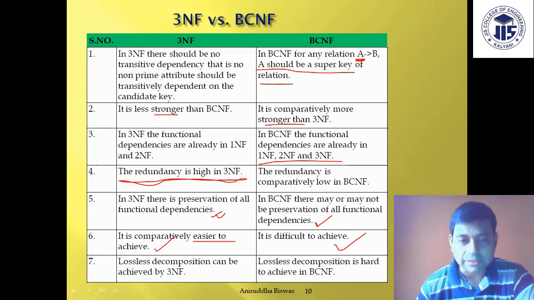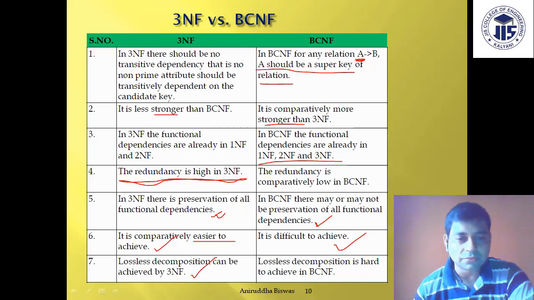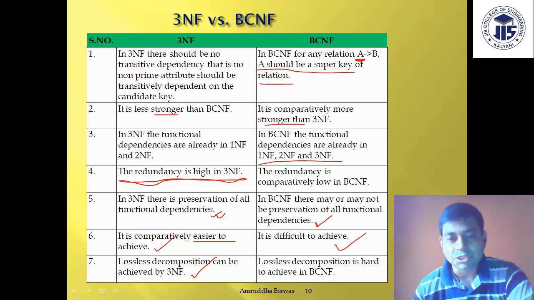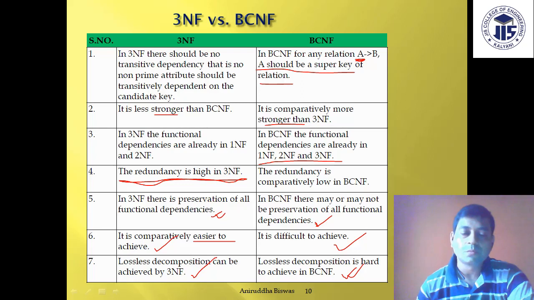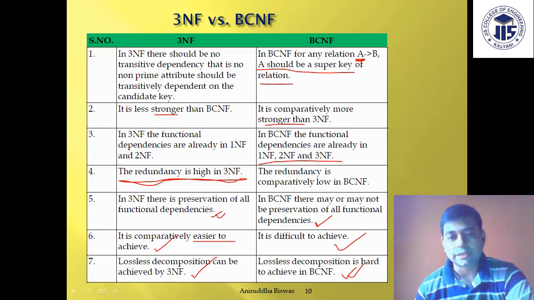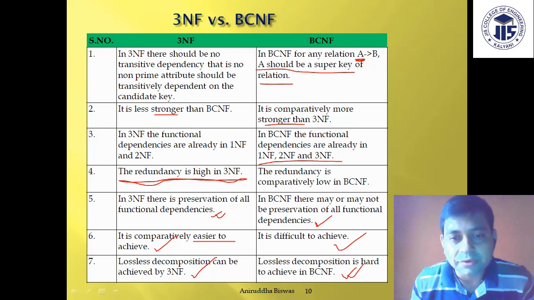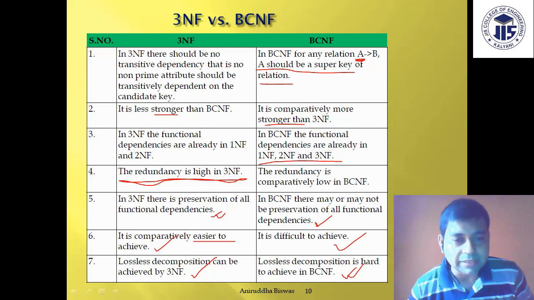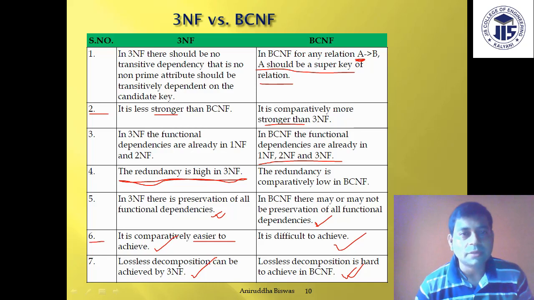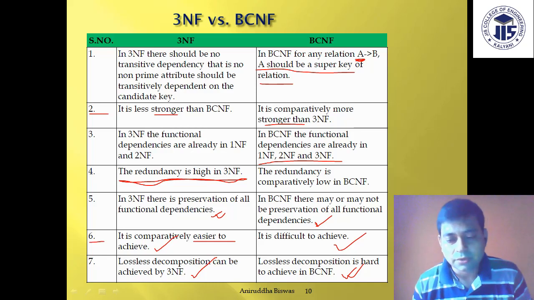The last point is that lossless decomposition can be achieved by 3NF, and lossless decomposition is hard to achieve in BCNF because we have to divide the tables to make it BCNF compatible, and sometimes it is not possible to make it a lossless decomposition. Okay, so these are the 7 differences between 3NF and BCNF, but there are a few similarities like point number 2 and 6, they are almost the same in understanding. Anyway, so this is the 3NF and BCNF comparative study.